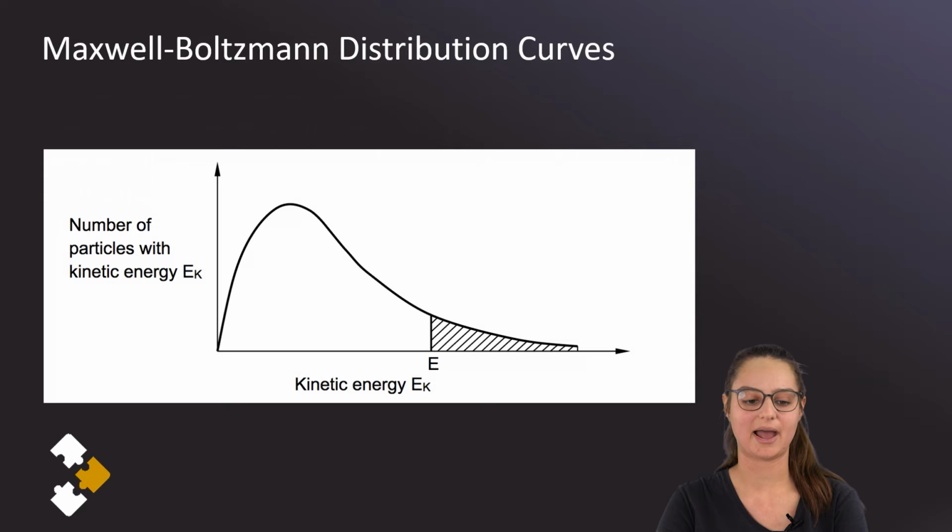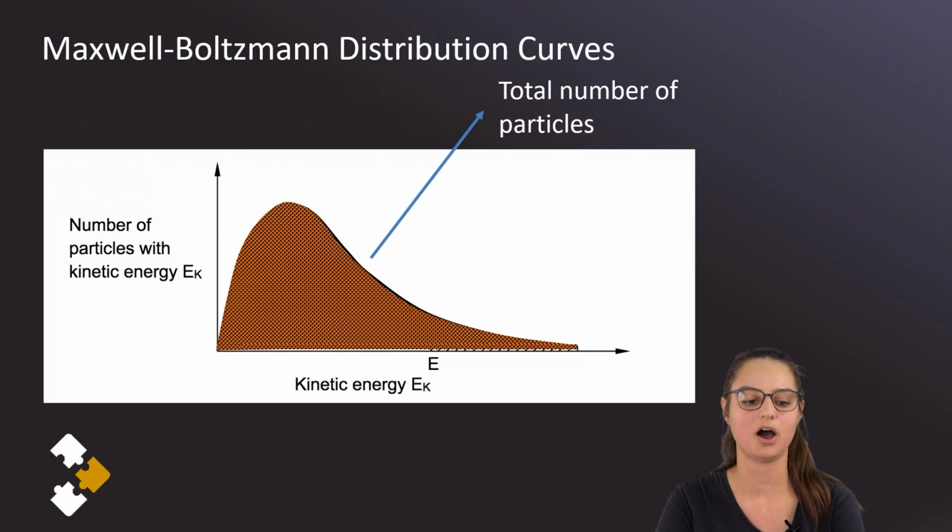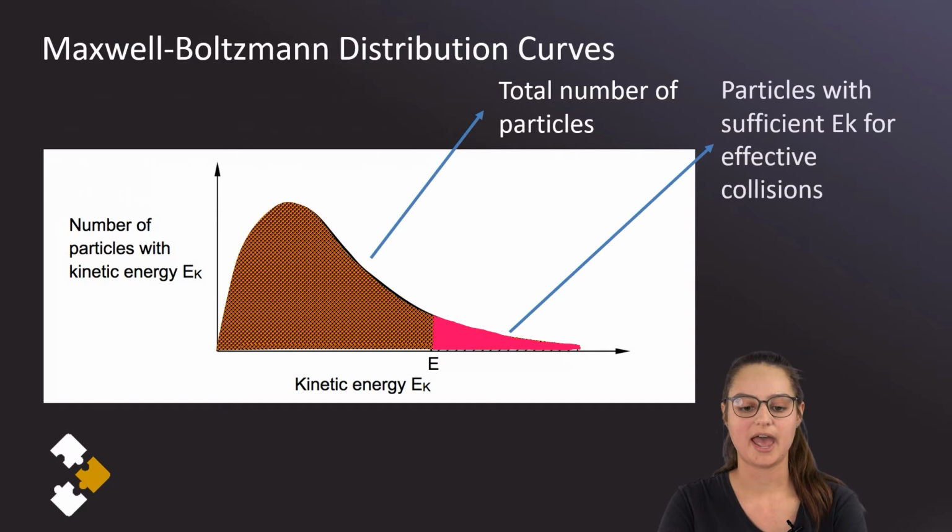Now let's take a look at our Maxwell-Boltzmann distribution curves. So these graphs plot kinetic energy against the number of particles with kinetic energy, and the area under the graph indicates the total number of particles. And you can see there in red we have the particles with sufficient kinetic energy for effective collisions to take place.